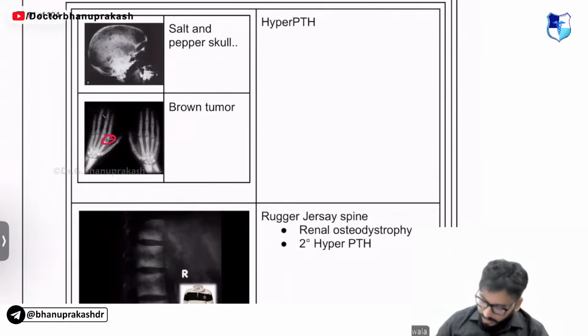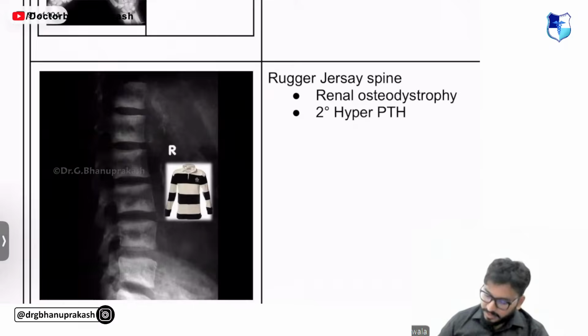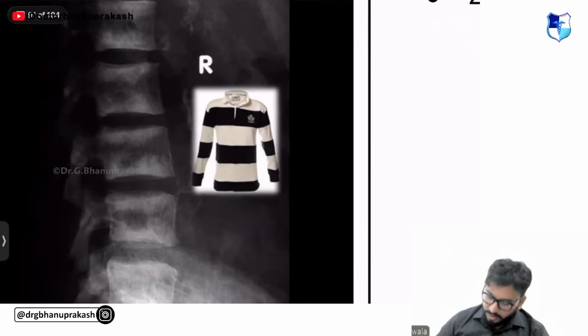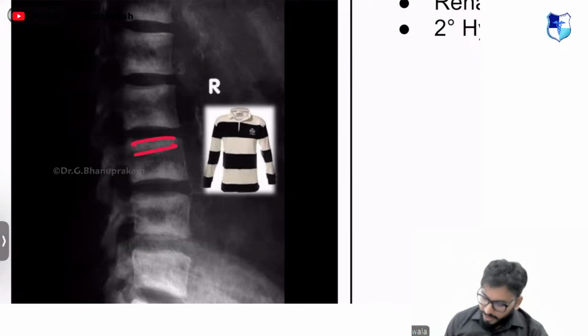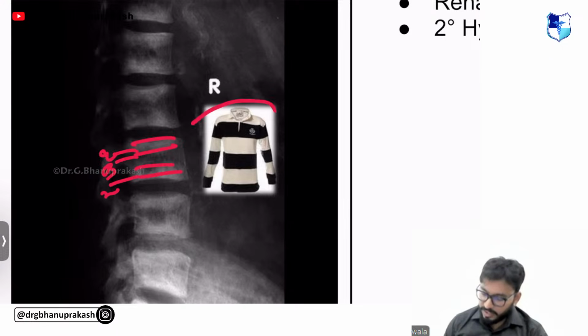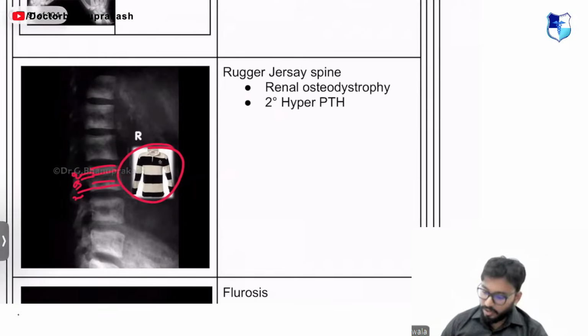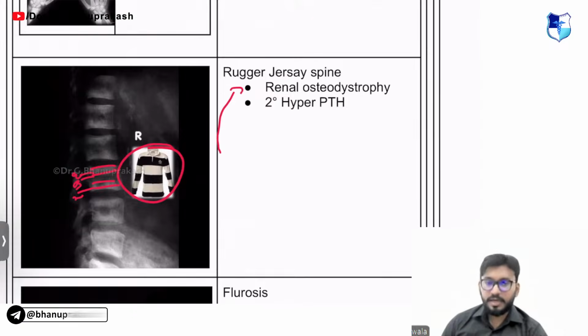Rugger Jersey spine, guys. Look at this. Can you see white, then black, and then white? This is white. This is black. This is white. This is known as Rugger Jersey spine. This is a Rugger Jersey. This is seen in renal osteodystrophy, guys. Rugger Jersey, renal osteodystrophy.